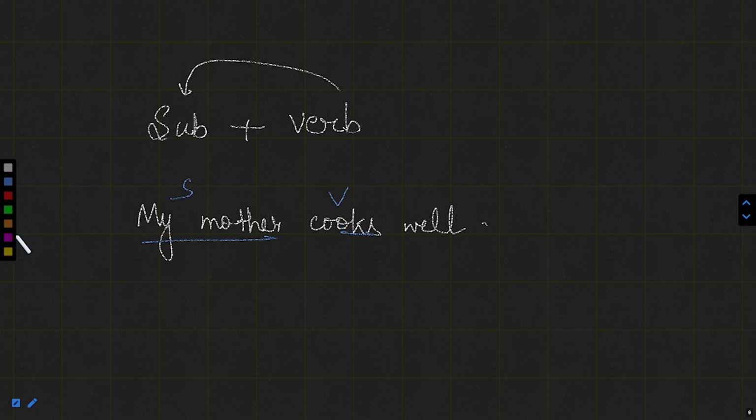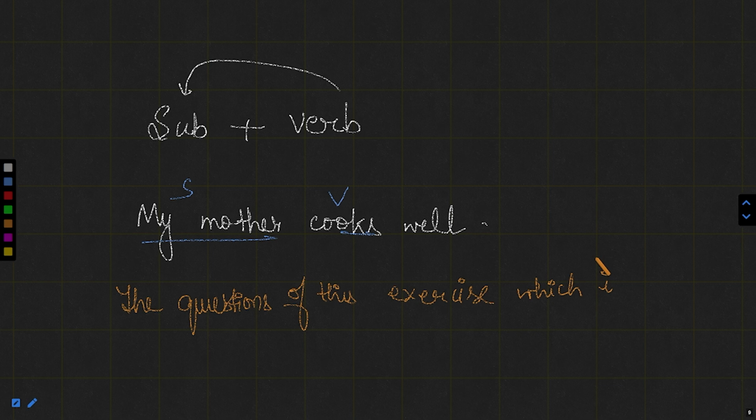But if I say, the questions of this exercise, which I did yesterday, or of that exercise, let us write, of that exercise which I did yesterday was very easy.